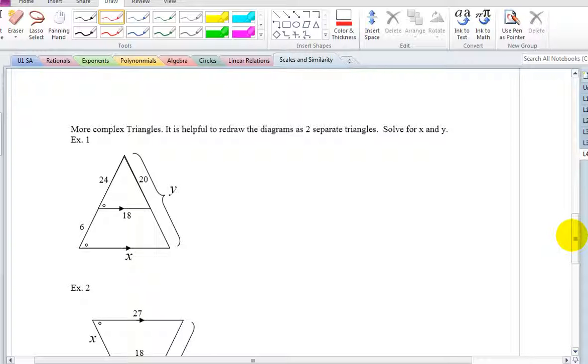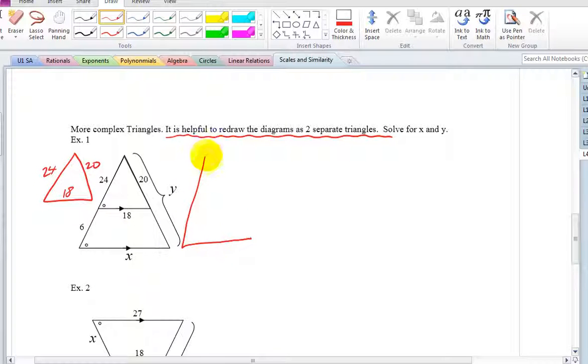For these ones, it's helpful to draw 2 separate triangles. So we can draw this top triangle, which is easy. 24, 20, and 18. But then for the large triangle, we have to be more careful. This is y, that's x. But what's this long side? Okay, you guys got it. So you have to add them up. So this would be 30.